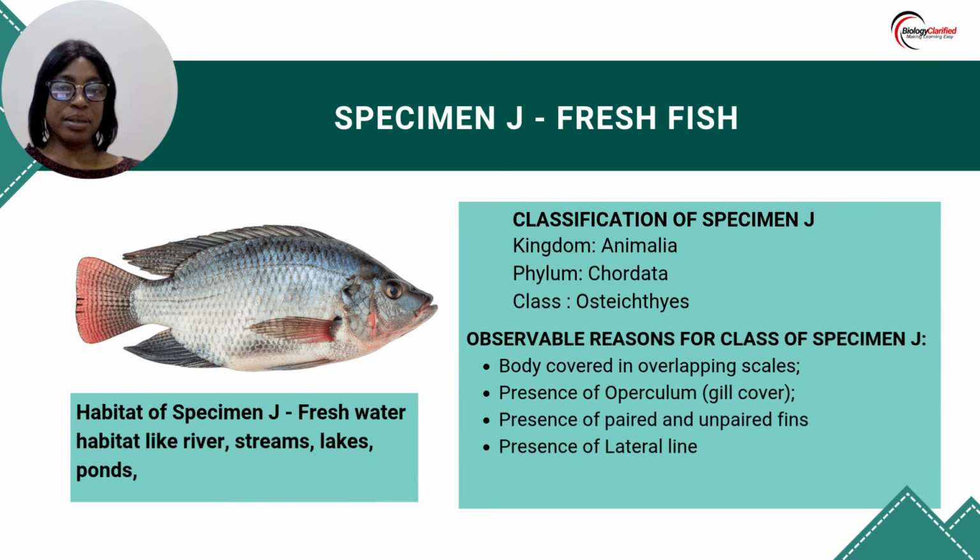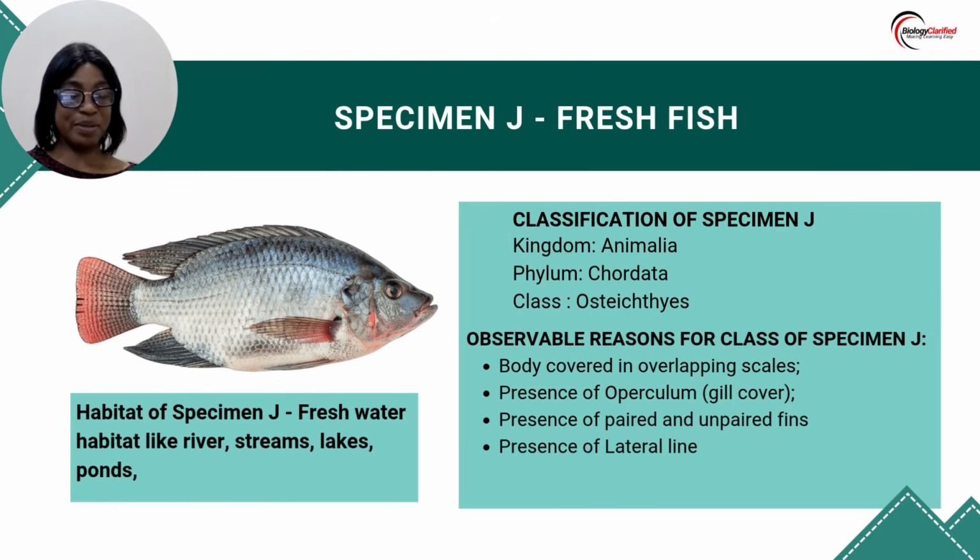Specimen J is fresh fish. Remember, we were not given a particular species of fish to provide. Everybody has the freedom to go and look for any type of fresh fish. So this is my own choice. I chose tilapia. And then the habitat of fresh fish is freshwater habitats. I will advise that you be as specific as possible, like saying river or streams. Don't go and be writing aquatic habitats. Nobody's going to give you the mark. It's too general.